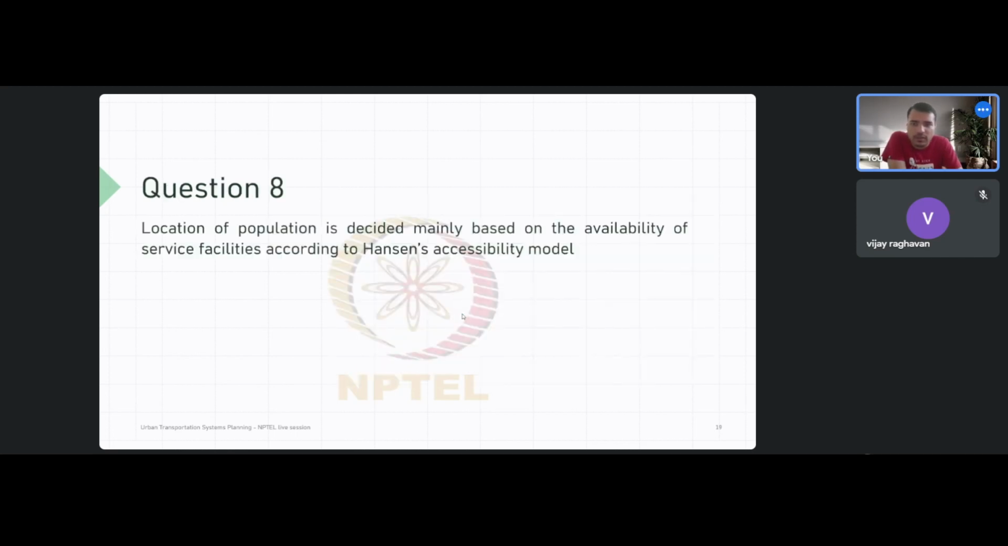Coming to question 8: location of facility population is decided based on the availability of service facilities according to Hansen's accessibility model. True or false.